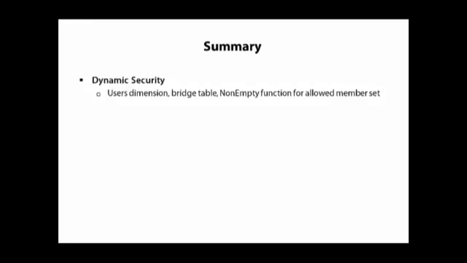We add those tables to the data source view, create a dimension, create a new measure group, and then we can set up our role with an allowed member set expression using the non-empty function that references the user's dimension and the measure associated with the bridge table.